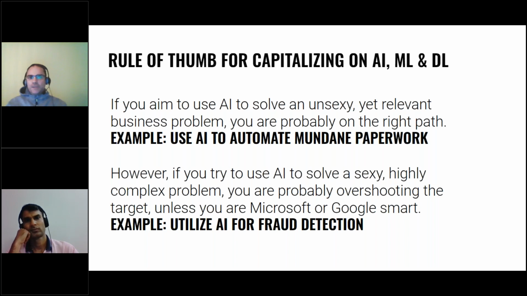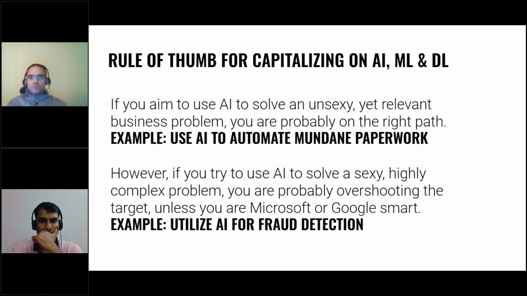If you aim to use AI to solve an unsexy yet relevant business problem, you're probably on the right path. So as an example, if you are working in an insurance company and want to automate insurance claims, which are coming in on paper, and you want to read through the data and categorize the data, that's not that sexy, but it actually makes sense, and it's something that we can do with the systems that are out there.